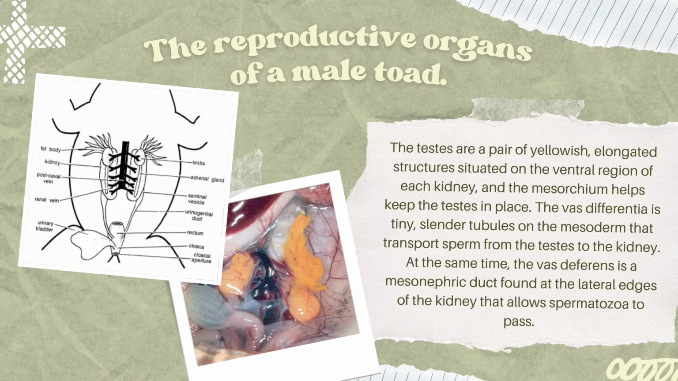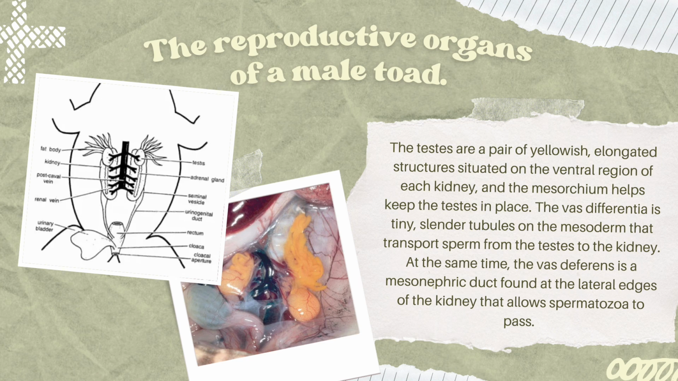Following our discussion of the urinary organs, we will now discuss the reproductive organs of a male toad. The testes are a pair of yellowish, elongated structures situated on the ventral region of each kidney, and the mesorchium helps keep the testis in place. The vasa efferentia are tiny, slender tubules located on the mesorchium that transport sperm from the testis to the kidney, while the vas deferens is a mesonephric duct found in the lateral edges of a kidney that allows the spermatozoa to pass.